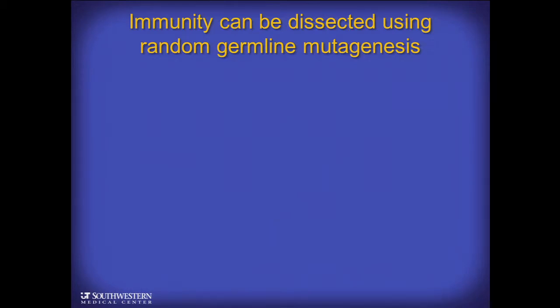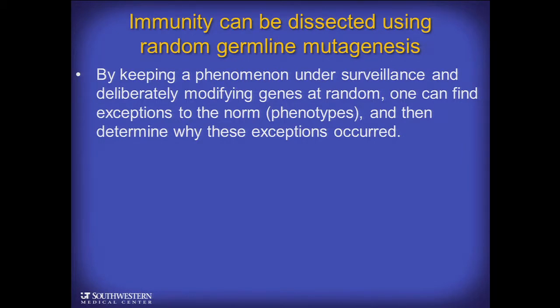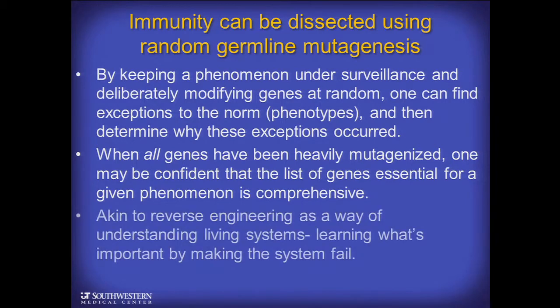One can dissect any complex biological system using random germline mutagenesis. The principle is that one keeps a certain phenomenon of interest under surveillance while one damages genes at random and finds phenotypes, which are exceptions to the normal behavior of the system. And it's then possible to track down the cause of those exceptions and to find the genes that are critical. If you reach a state where all genes have been heavily mutagenized, saturation, however you define it, then you can be confident that you have a comprehensive list of the essential genes for a certain phenomenon.